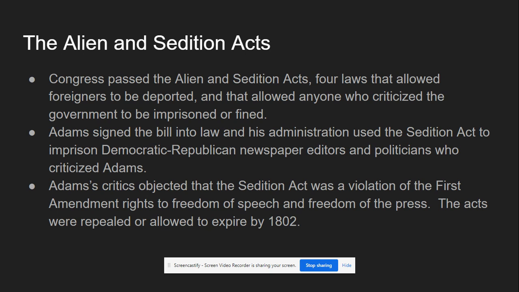Okay, so Adams signed the bill into law, and his administration used the Sedition Act to imprison Democratic Republican newspaper editors and politicians who criticized Adams. Adams' critics objected that the Sedition Act was a violation of the First Amendment rights to freedom of speech and freedom of the press. These acts were repealed or allowed to expire by 1802.